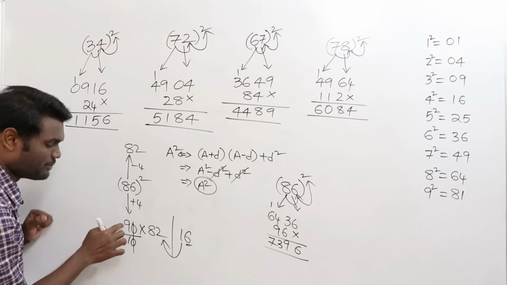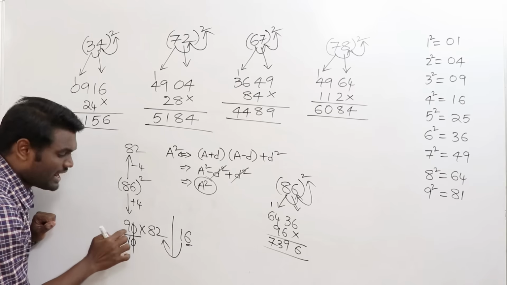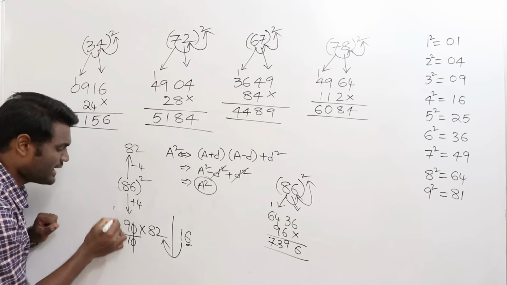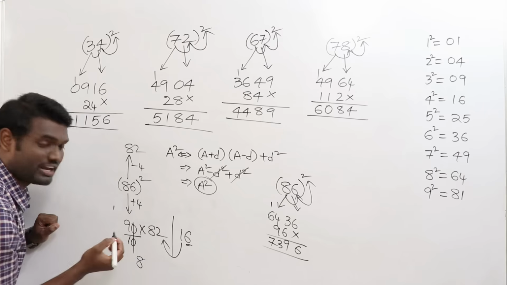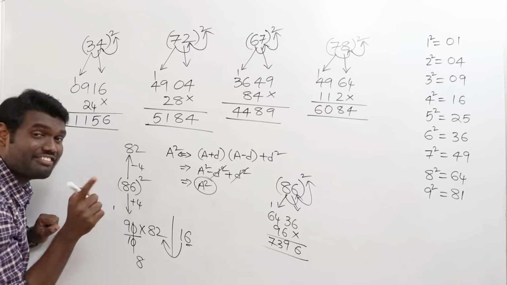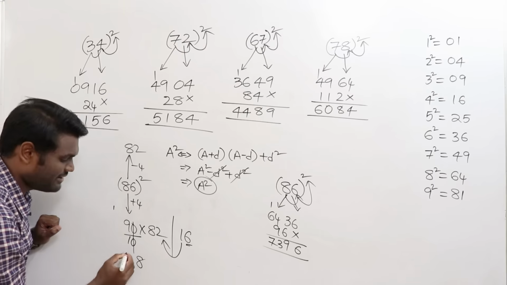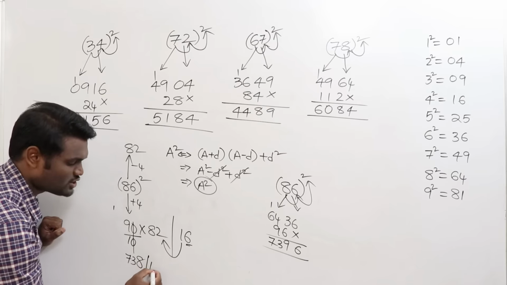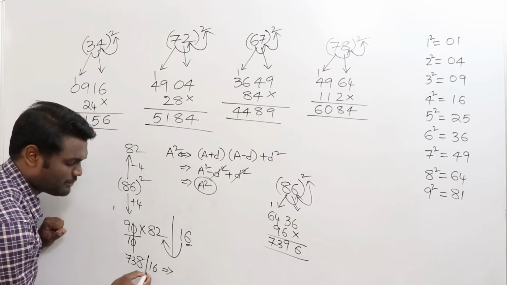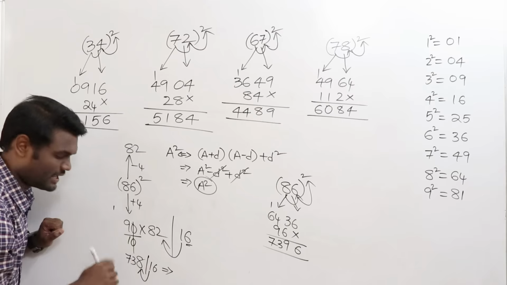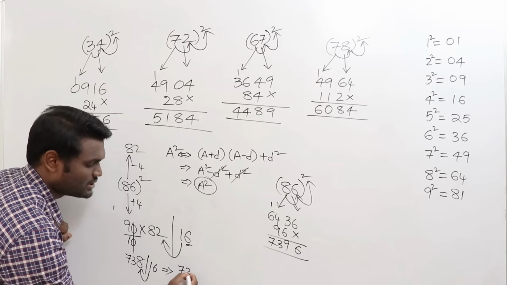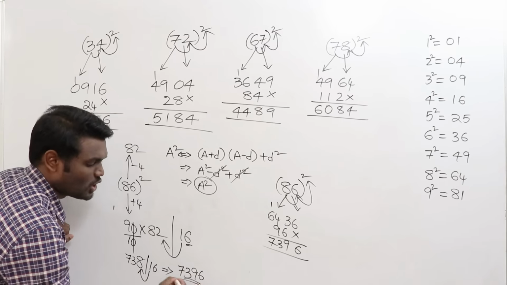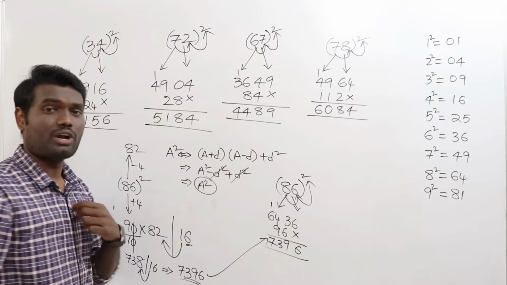Okay. Now multiply 9 into 82. 9 2 times 18, so 1 carry and this will be 8. Next 9 8 times 72. 72 plus 1, this will be 73, and next you have 16, so write 16. Now I already told you, one is going to be carry. Now this will be 7396, which is same as the answer whatever we got earlier.